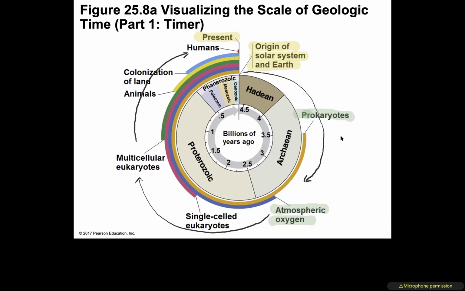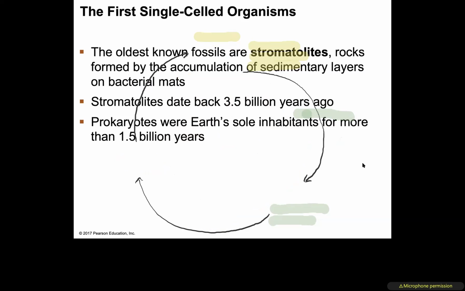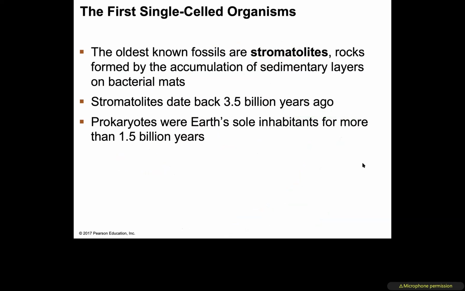Basically, we can go through and break it up and go through all of it, but I don't feel that it's necessary for me to go through all of it. I will hit some key points. With that, the oldest known fossils on Earth are called stromatolites. Those stromatolites are rock formations from the accumulation of sedimentary layers on bacterial mats. These are so crazy cool.